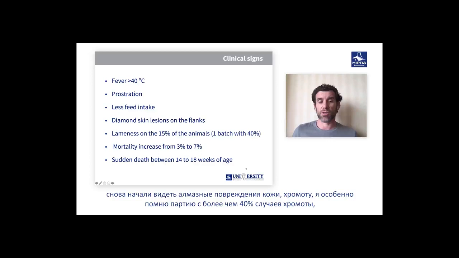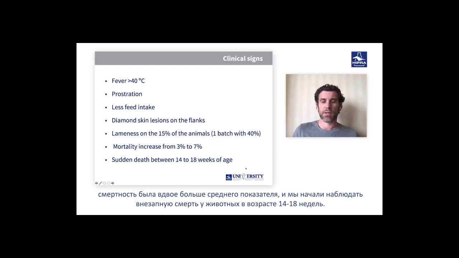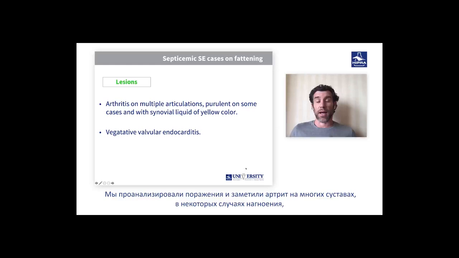I remember a special one batch with more than 40% of cases of lameness. The mortality was the double of our average, and we began to have a sudden death in animals between 14 and 18 weeks of age. We analyzed the lesions, and we can show arthritis on multiple articulations, purulence in some cases, and sometimes with a synovial liquid yellowish, and vegetative valvular endocarditis, very typical of erysipelas too.